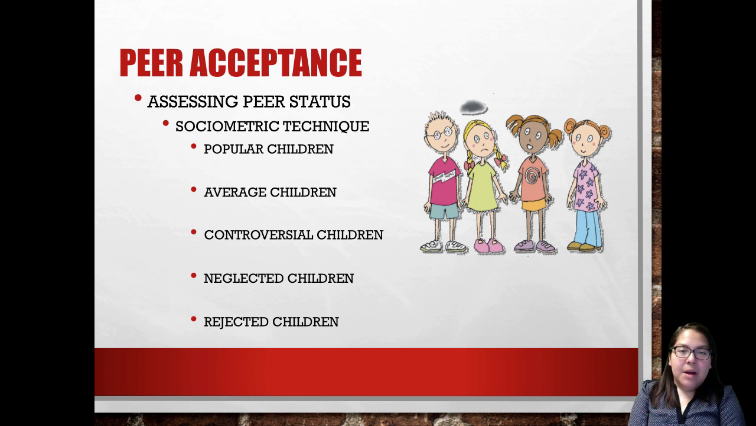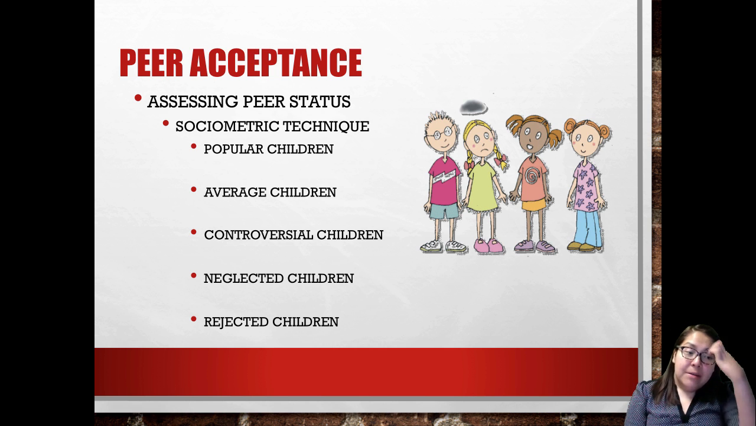So children who are popular are children who are liked by many peers and disliked by very few. Average children have some friends, but are not as well liked as popular children. Controversial children are liked by many peers, but also disliked by many. Neglected children tend to be socially isolated, and though they have few friends, are not necessarily disliked by others. Rejected children, however, are disliked by many peers and liked by very few.